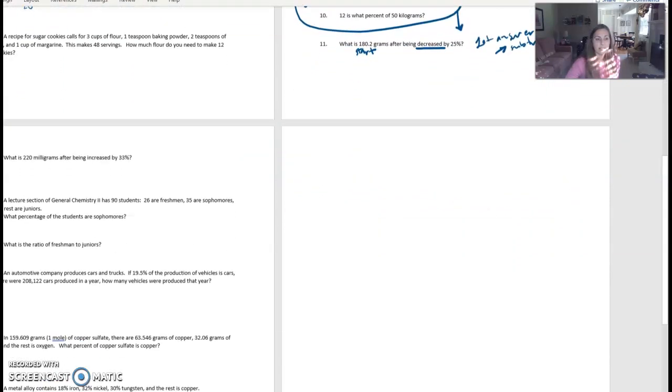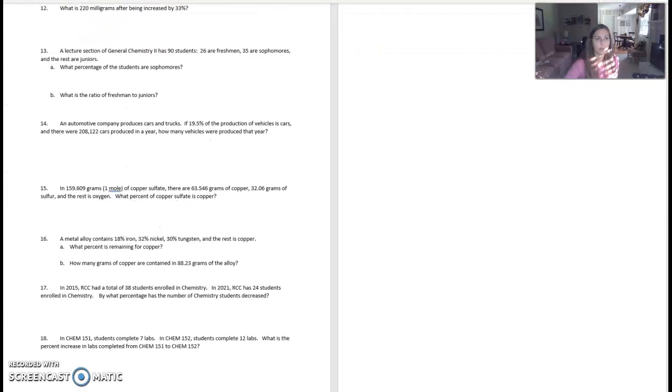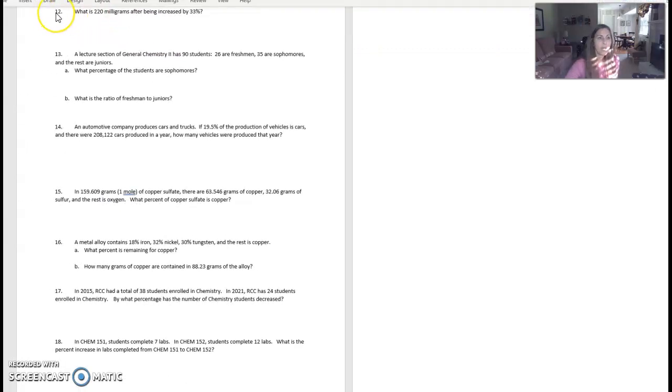Let's move to the last page, and let's see if I can get my screen to go with me. Number 12, you are increasing. So again, on number 12, you're going to use those same formulas, but this time you're going to get 33% of 220, and then you're going to add because you're increasing for that particular problem.